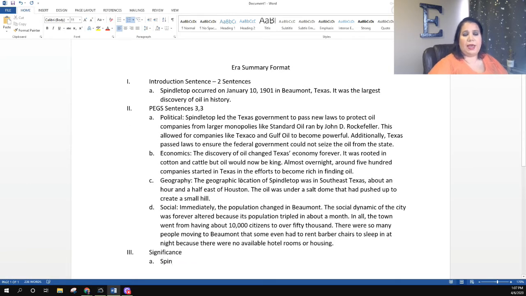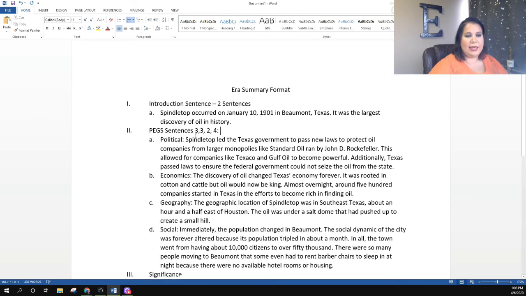Oh, we gotta go back and count. I'm getting ahead of myself. Let's see. We had 2 sentences for geography. And then for social, we had 1, 2, 3, 4. So altogether, we had 6, 10, 12 sentences.